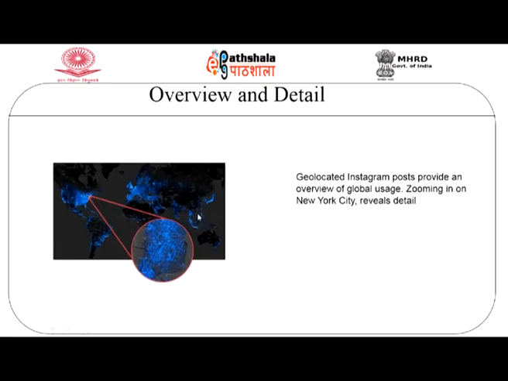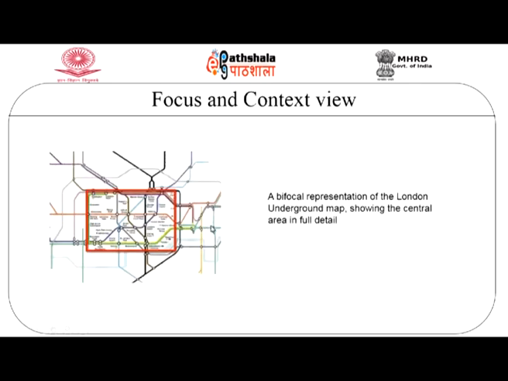So the background part is the overview part, and in the foreground the object that has been selected, or the object of interest, is being shown in detail in the detail view window. Then another example of multiple view is a focus and context view. So in the focus and context view, we can see that the context information is given along with the focused part in a detailed manner.